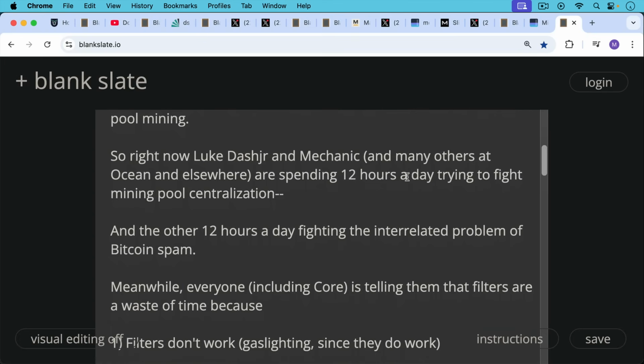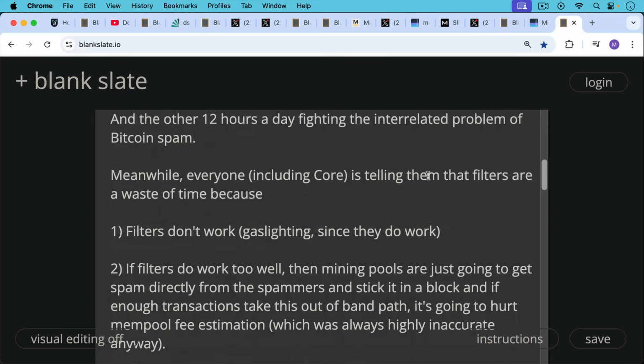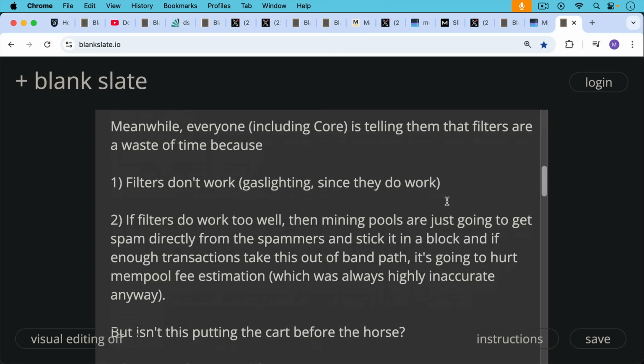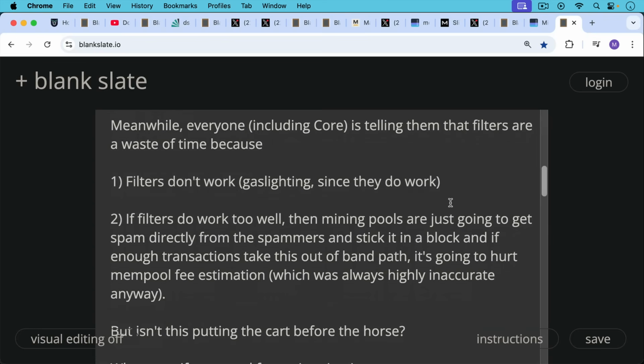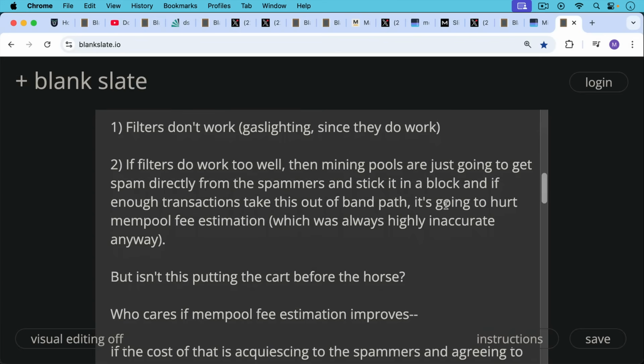Meanwhile, everyone, including Core, is telling them that filters are a waste of time because, number one, filters don't work. That's just gaslighting, since they do work, as we've demonstrated in this video. Number two, if filters do work too well, which is sort of a contradiction here, then mining pools are just going to get spammed directly from the spammers and stick it in a block through direct submission. And if enough transactions take this out of the banned path, it's going to hurt mempool fee estimation, which of course was always highly inaccurate anyway, because you don't really know when the next block's going to be found. But I would say, isn't this putting the cart before the horse?